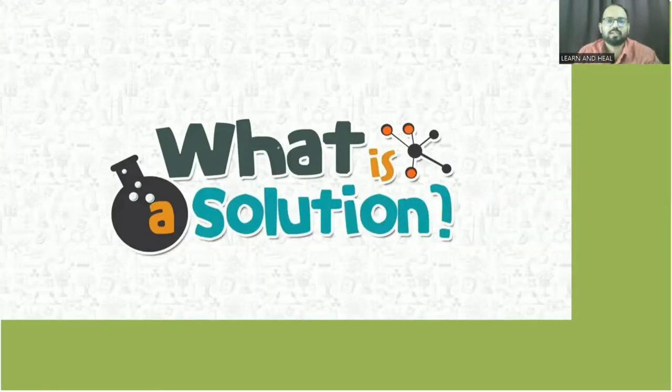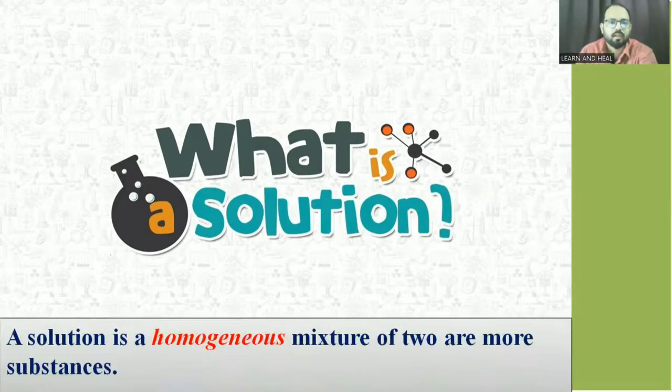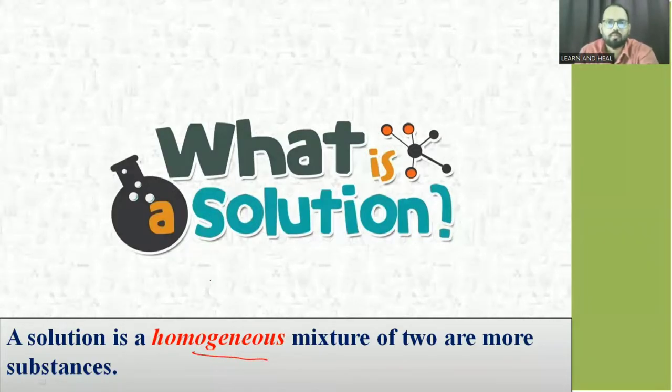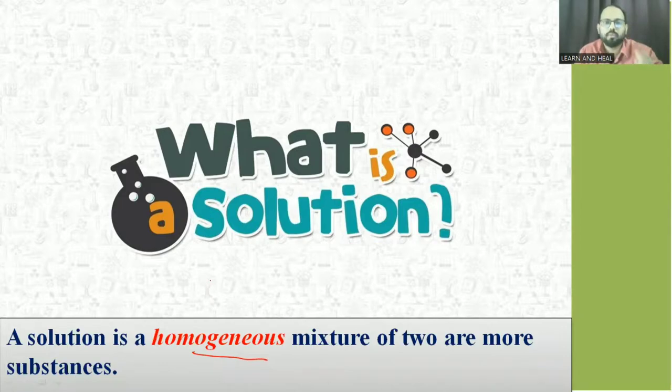What is a solution? We know a solution is usually a liquid, and if we put some sugar into it, we call it a solution. Actually, what is the definition of a solution? A solution is a homogeneous mixture of two or more substances. What is that? It is a homogeneous mixture. Homogeneous mixture means the composition will be uniform throughout.